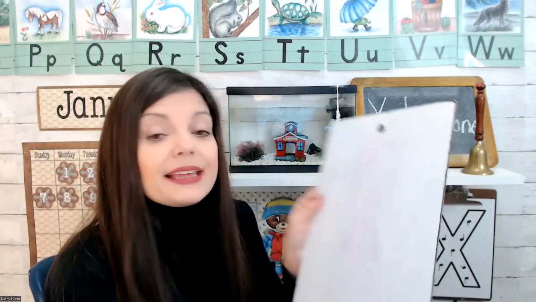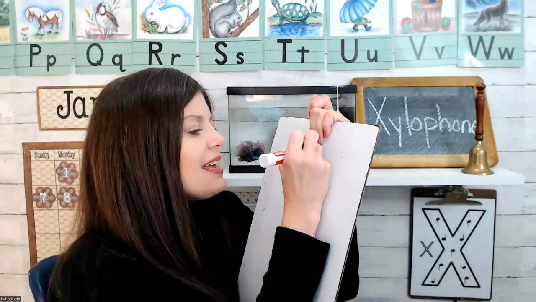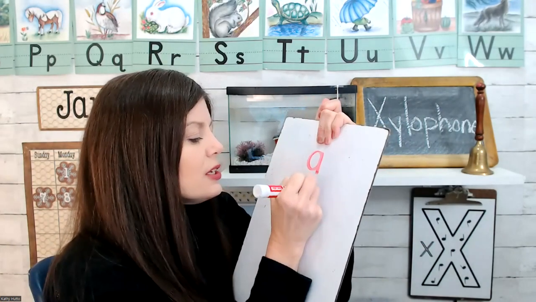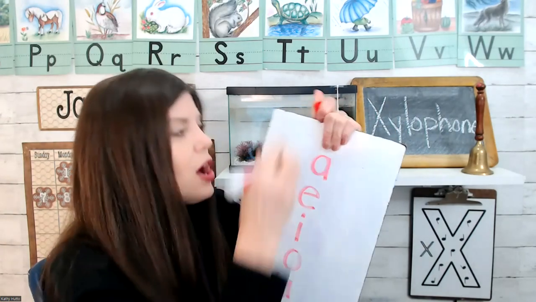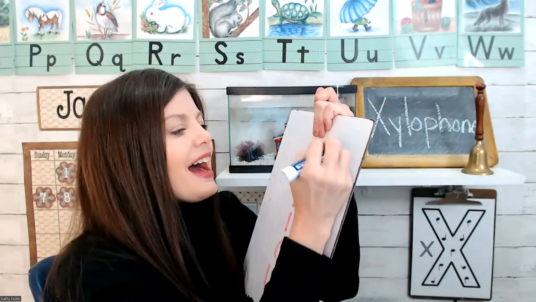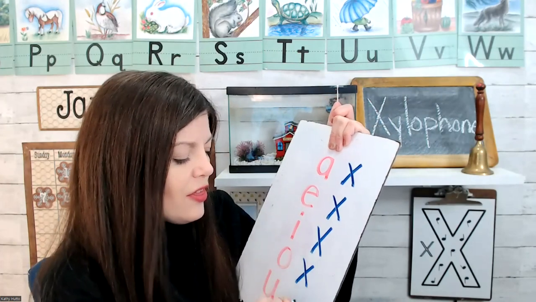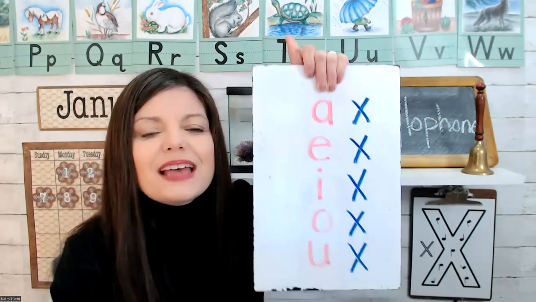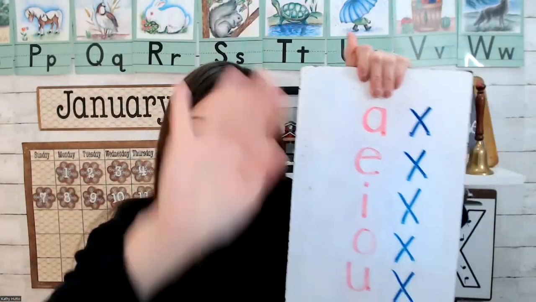Who can help me sing the vowel song? A, E, I, O, U. These are the vowels. High five to all my vowel singers out there. High five, high five, high five.